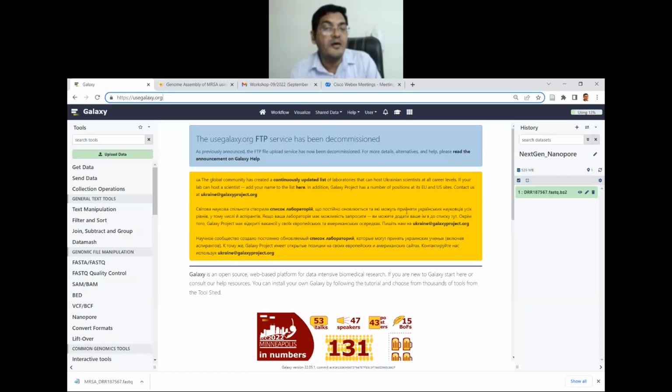There are 4 lines. You have the @ sign at the beginning and a unique identifier. The second line is your sequence. The third line is again a plus sign, and the identifier may be repeated or it may be absolutely empty. The fourth line is the quality line, right?